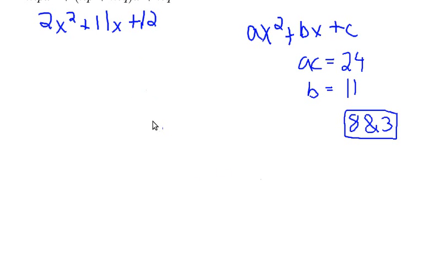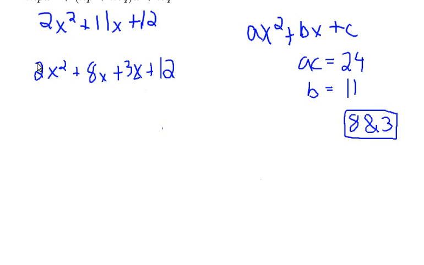Okay, so 8 and 3 are our two numbers. So we want to separate this 11 into 8 and 3. So 2x squared plus 8x plus 3x plus 12.